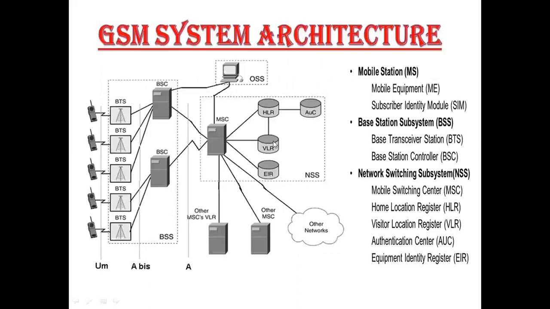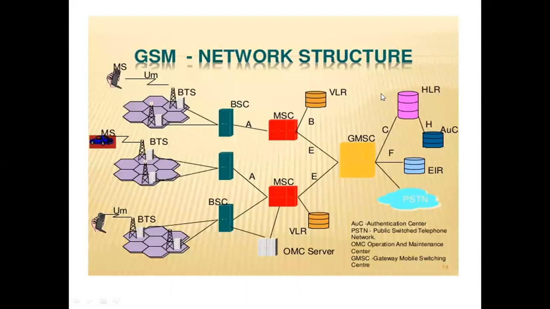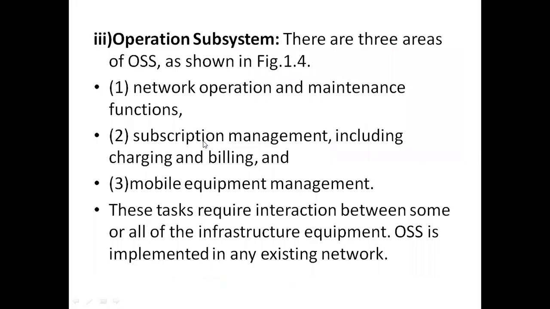And next, this is the architecture we know, and this is also the network structure of GSM. This is the mobile station, this is the base station or cell site. The cell site consists of the BSS, that is BTS and BSC. Next it is connected to the MSC, and in the MSC we have the GMSC also. These all come under NSS. We have VLR, HLR, EIR and AUC. So this is the network structure of GSM.